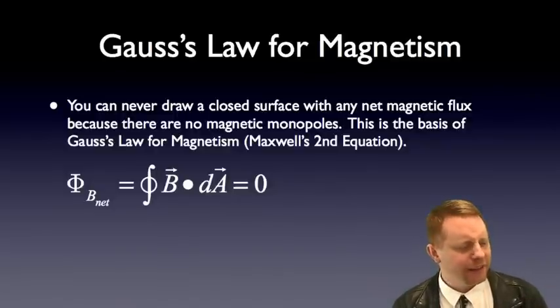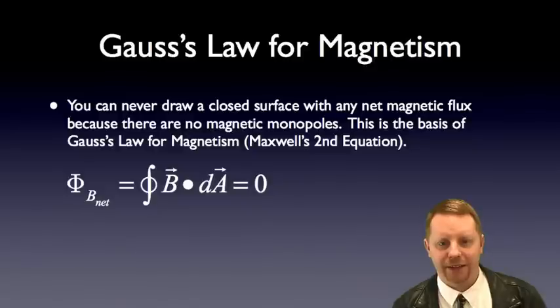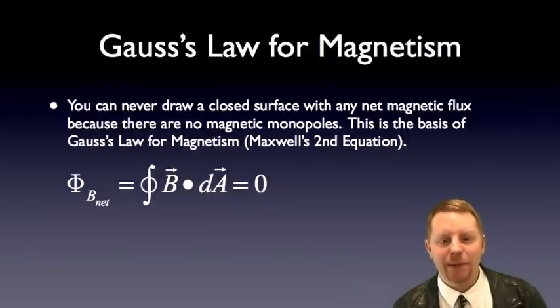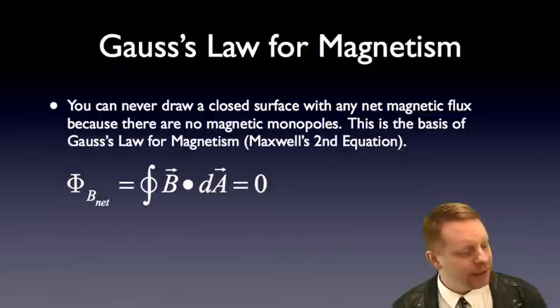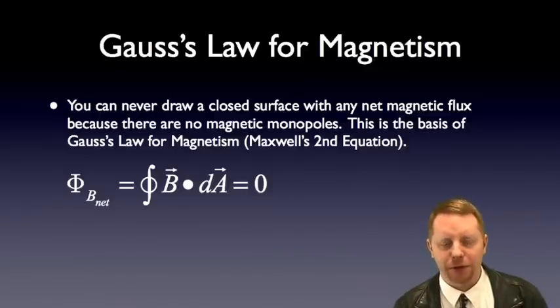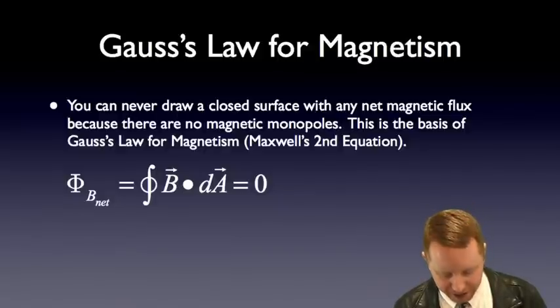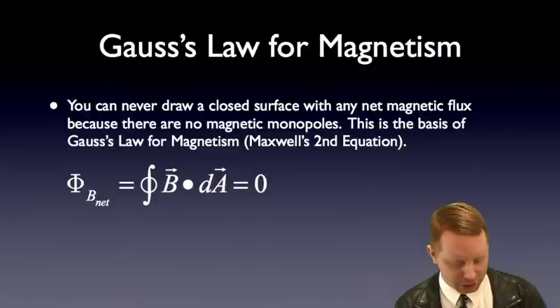As we're here, let's take a minute and talk about Gauss's law for magnetism. We've already talked about Gauss's law for electricity. When we think about it, you can never draw a closed surface with any net magnetic flux in it because there are no magnetic monopoles. You always have a north with a south, so anytime you draw a closed surface, the net is going to be zero. That's the basis for what we call Gauss's law for magnetism, which is Maxwell's second equation.